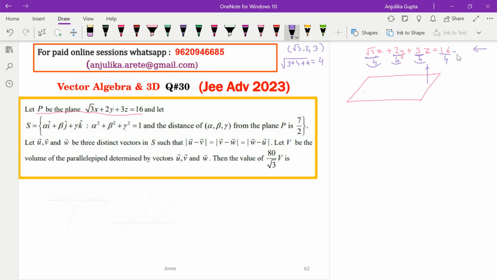And what is this? That's the interesting thing which you need to know. This is 4. What is this 4 telling you? The distance of the plane from the origin. That is what the 4 is. That means if this is my origin and this is P, then my OP is 4.